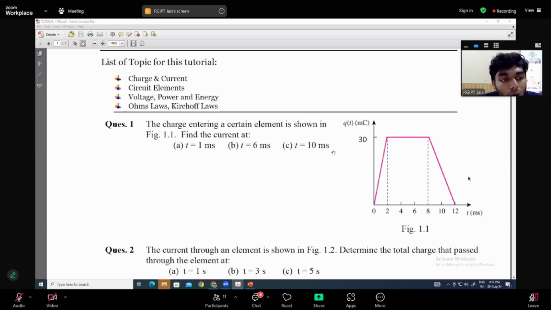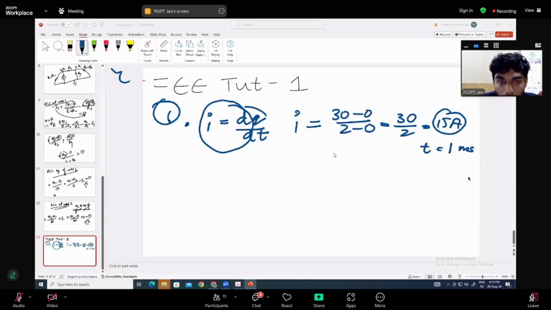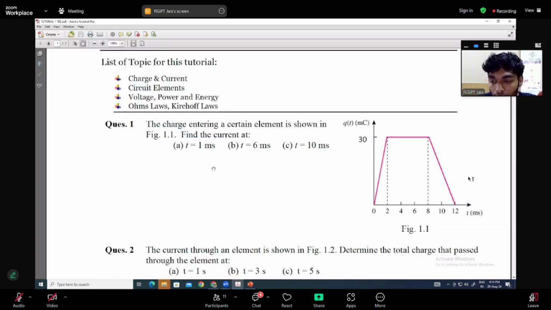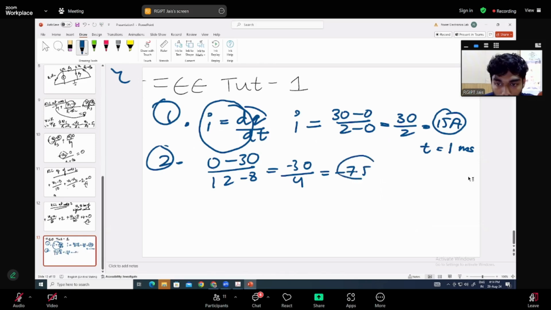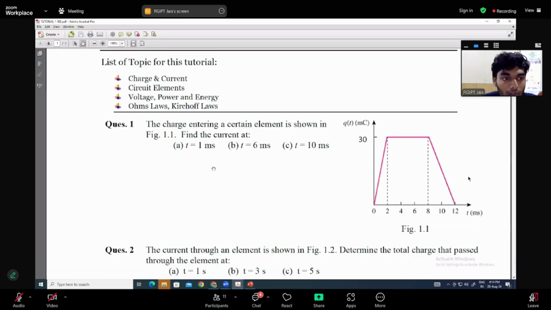Okay. Yeshwardhan, it's not 7.5, it's minus 7.5. So I will be explaining. See, you have a negative slope over here. So you have to consider 0 minus 30 divided by 12 minus 8, like minus 30 divided by 4, minus 7.5. Right? Is it clear?